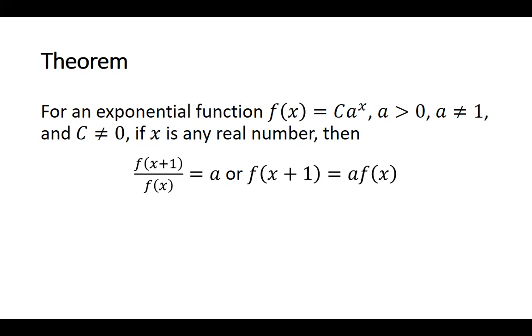So f of x plus 1 over f of x is always going to be one multiple of a beyond f of x. So that's all you're doing. Every time you add 1 to it, you're actually multiplying by a, that base value. And if we solve that for f of x plus 1, then we have f of x plus 1 is equal to a times f of x. So you can take the result of the previous x value and now multiply that by a, and that gives you the next function output.